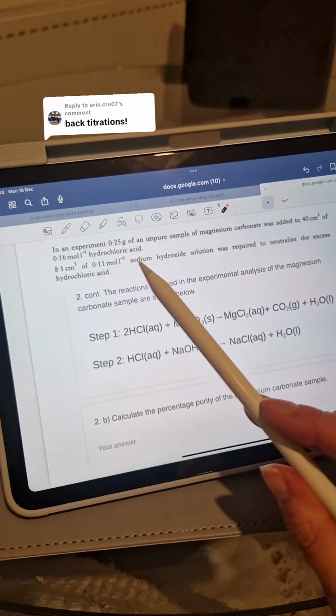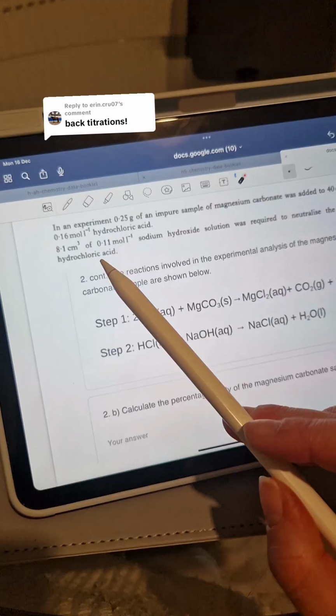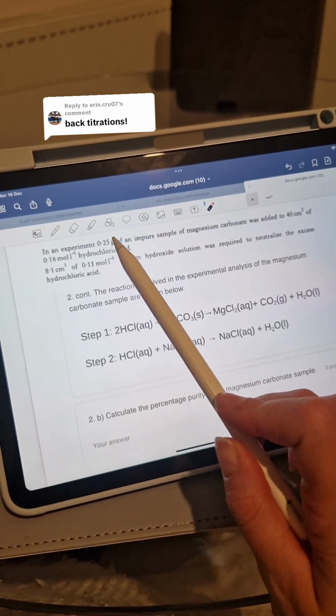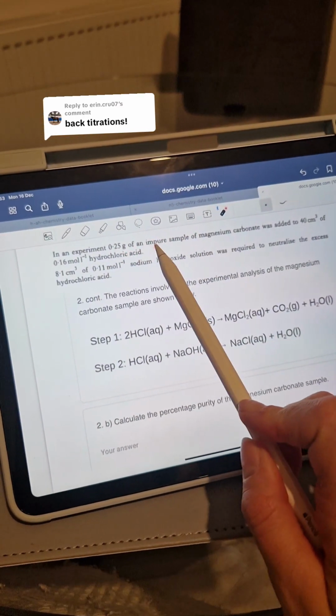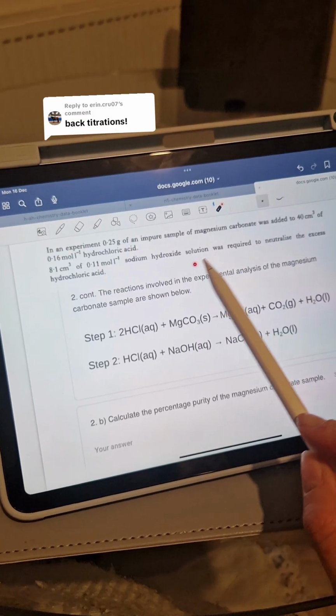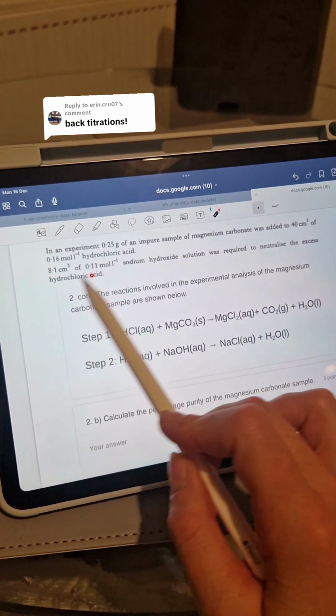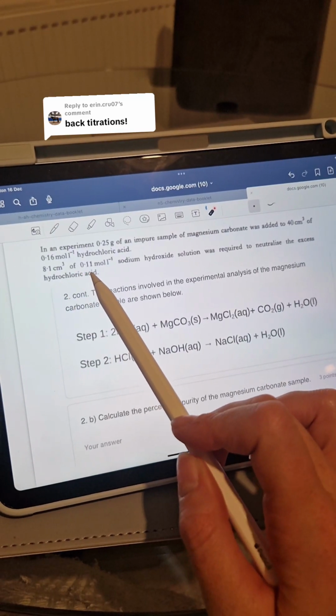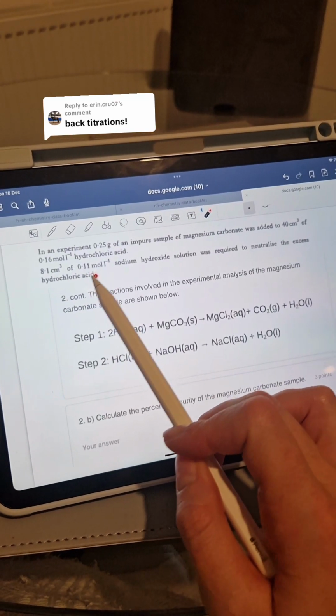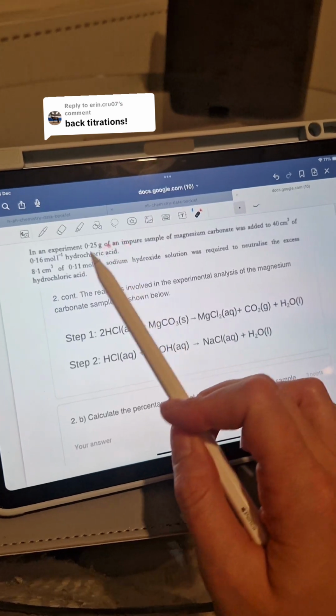So firstly, how do we even tell that this is a back titration calculation? The clue is in the fact that they've done a reaction before they've then gone to do a titration. Also mentions neutralising an excess. That's what back titration involves. It involves determining the excess of a reactant from the previous reaction.